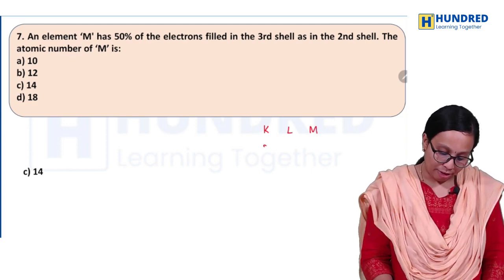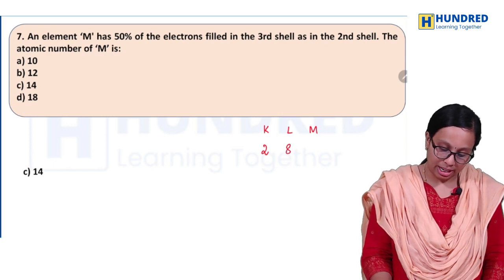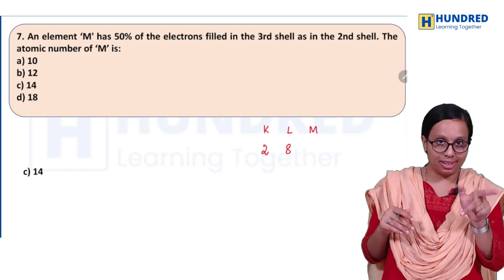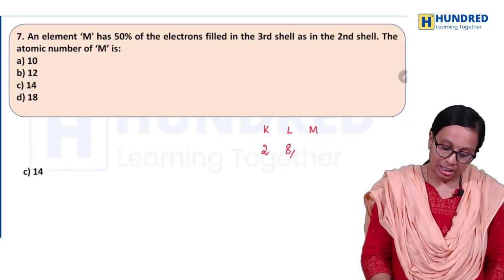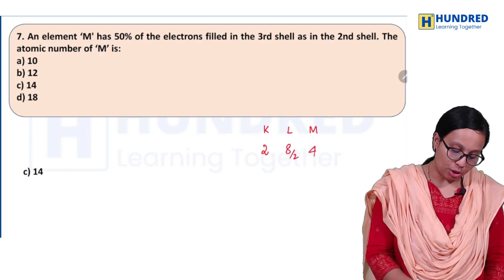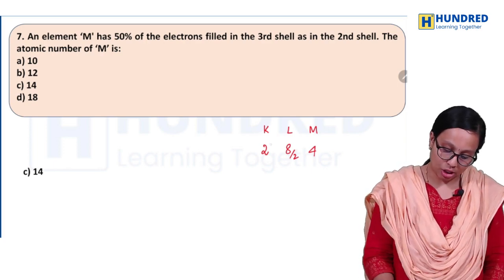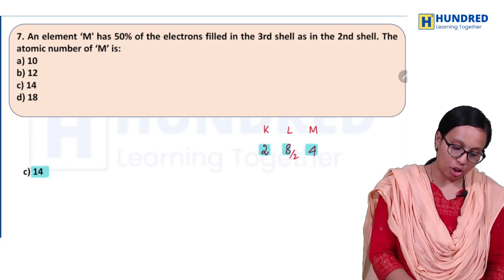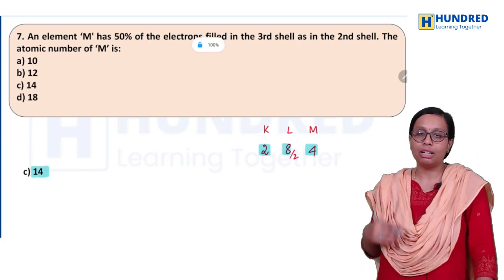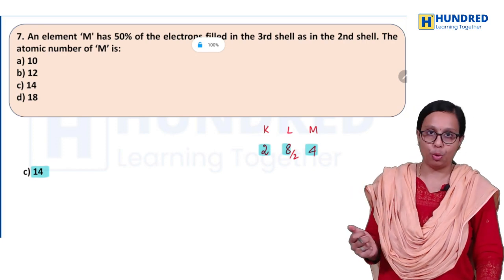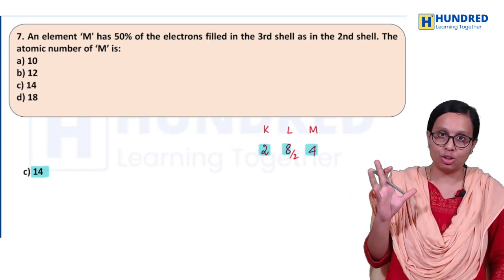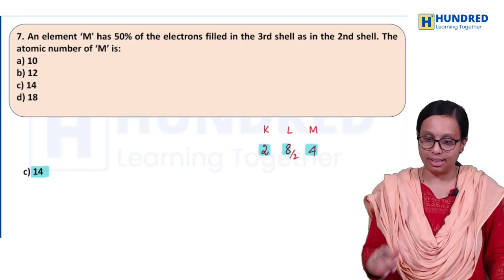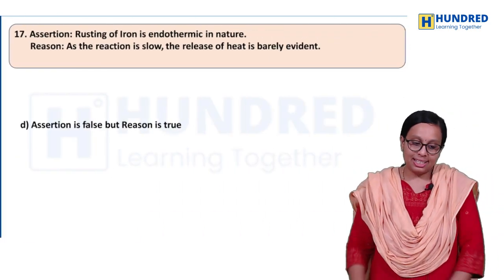Now in the K shell you have 2 electrons maximum. In the L shell you can have 8 electrons maximum. In the third shell you have 50% of the electrons of the second shell, so 8 divided by 2 will be 4. So now the total number of electrons, or the atomic number, is 2 plus 8 plus 4, which is 14. The atomic number tells you the total number of electrons or the total number of protons. So this is how you'll find. You just have to know how many electrons can be present in each shell, then it will be easier to answer.